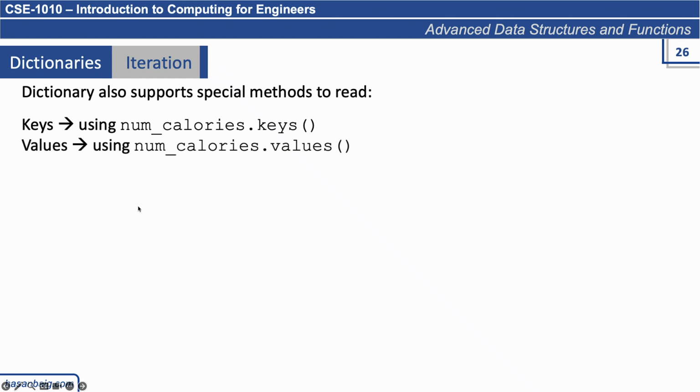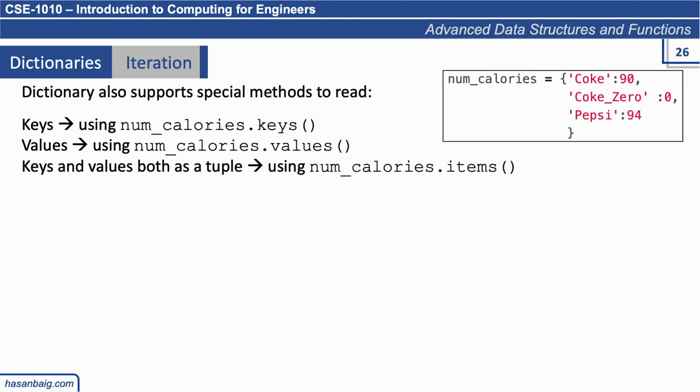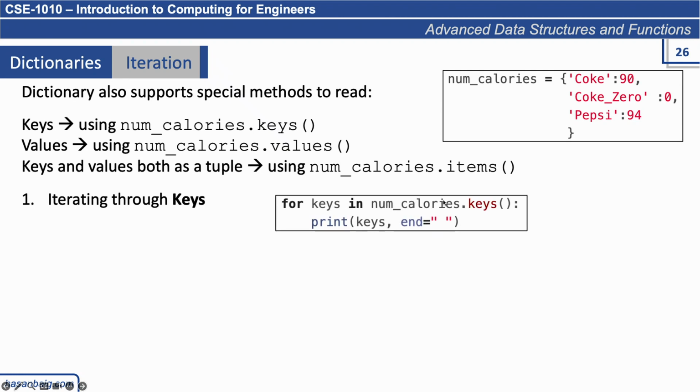Similarly, in order to retrieve values, we have a specific method called dot values. The third thing is that key and values we can access both at the same time in the form of a tuple. So we have to use the dot items method. If we are iterating through a dictionary like this, num_calories, suppose we have 3 key value pairs, and we are iterating through keys, you would just write num_calories dot keys. Even if you do not write dot keys, if you only write num_calories, the default behavior is that it returns keys.